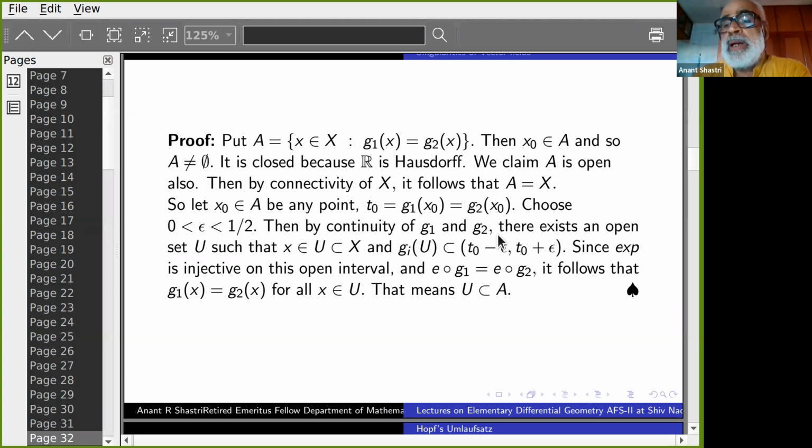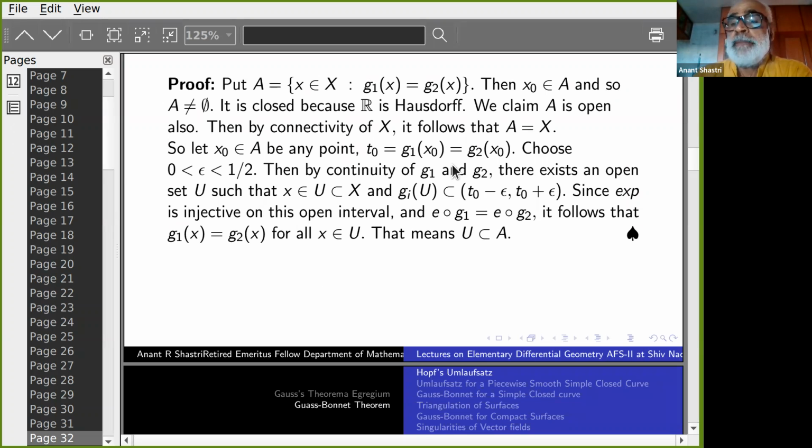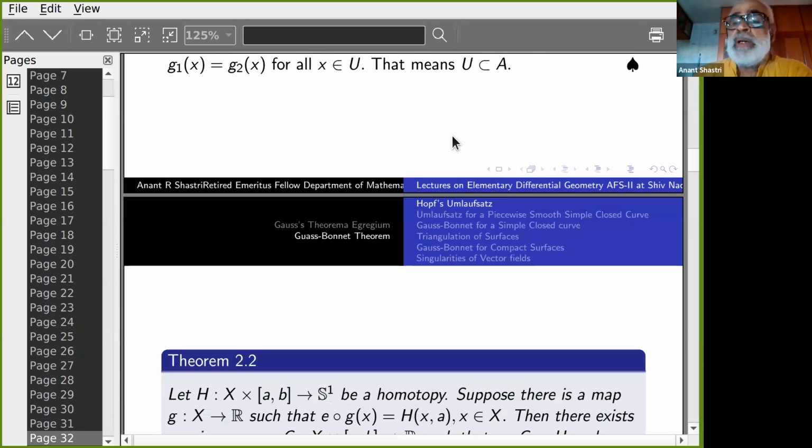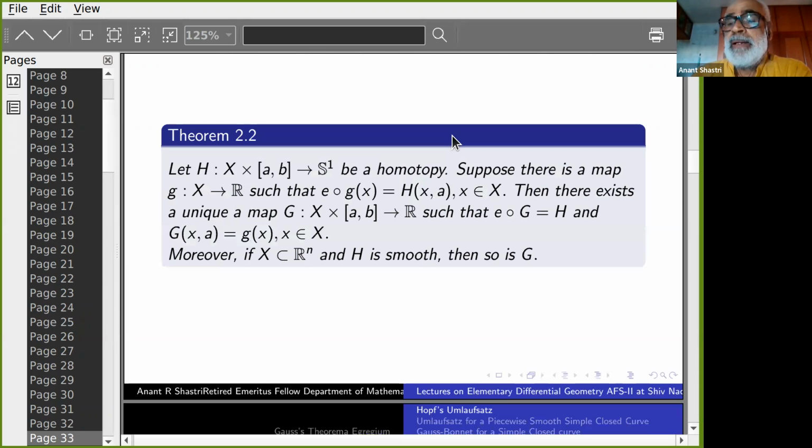Given any point, we have found a neighborhood contained inside A. That means A is open. So these are elementary points of topology that I am using here. Some more topology like this will be used: connectivity, continuity, Hausdorffness, and these are the only things, not very deep.